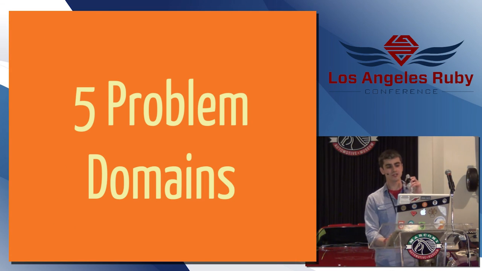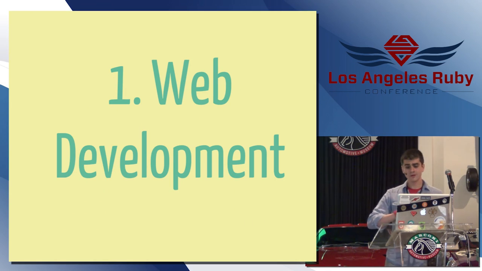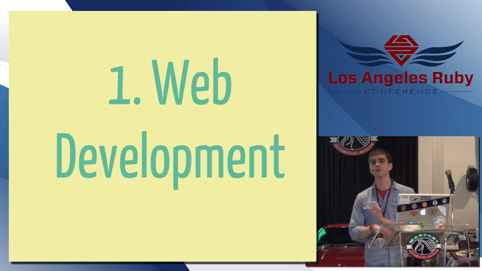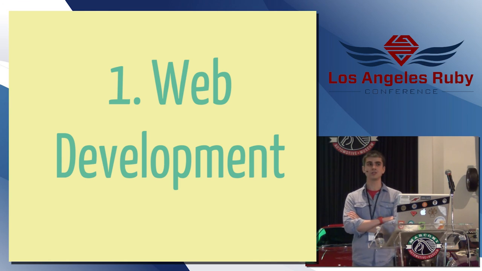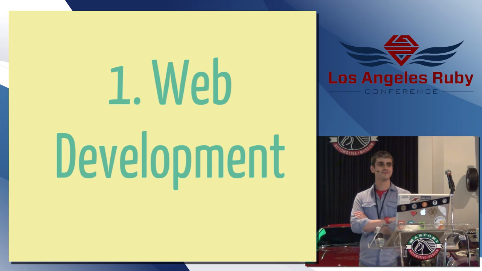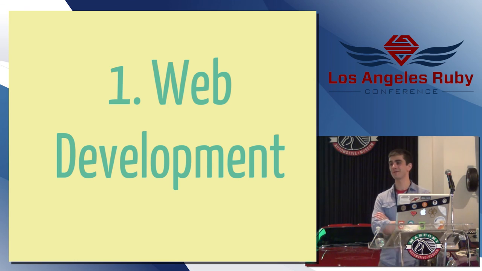All right, now let's quickly look at just five problem domains, and just for a minute, quickly talk about them at a high level. Number one is web development. Is there anyone here who writes Ruby for their day job but does not consider themselves a web developer? Zero. Wow. Okay, at a Python conference, this probably wouldn't happen unless it was a Django conference.